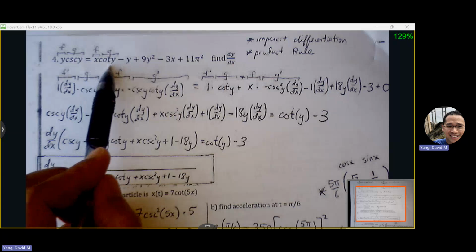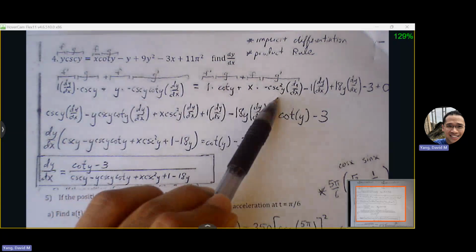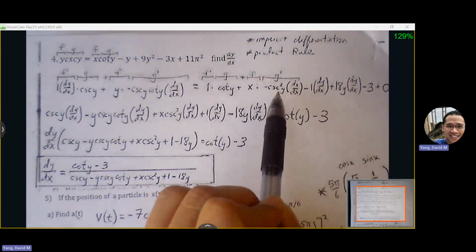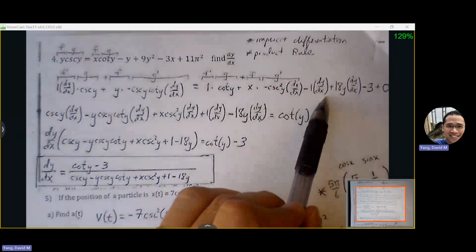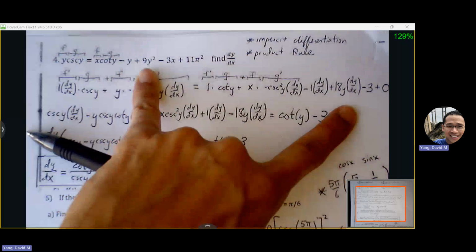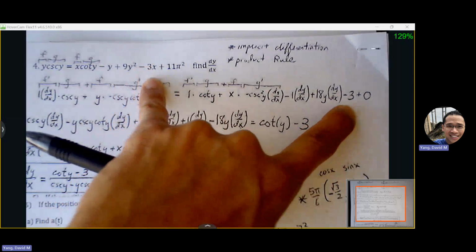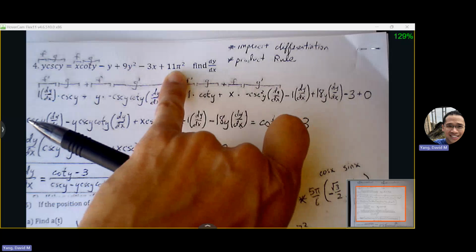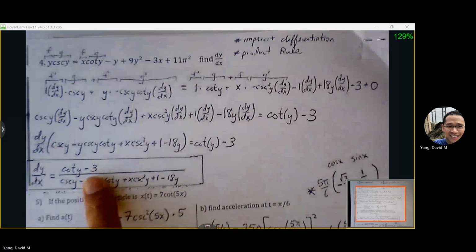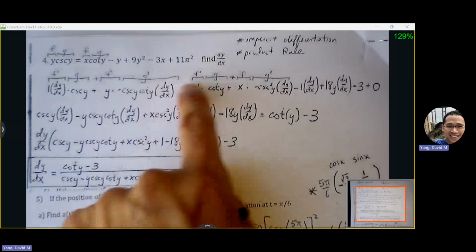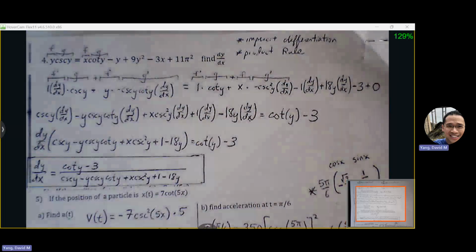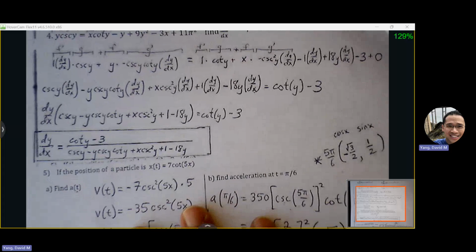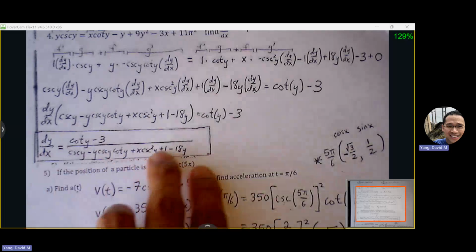x cotangent y is another product rule. So f prime g plus f g prime. Cotangent y becomes negative cosecant squared y times dy dx. y becomes minus 1 dy dx. 18y squared becomes 18y dy dx. 3x becomes 3. And then 11 pi squared, that's just a number, so that goes away to a 0. So that's the hard part, getting that derivative filled out. Next step is just adding and subtracting, collecting all your dy dx terms on one side. So we can factor the dy dx out and divide it over.